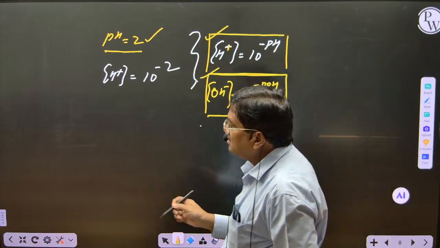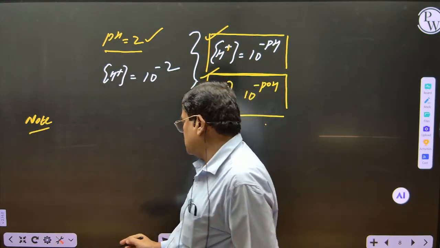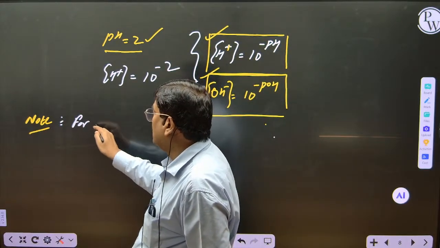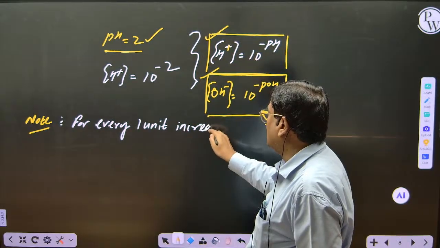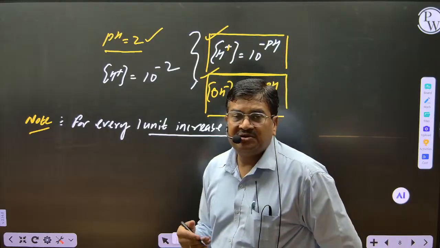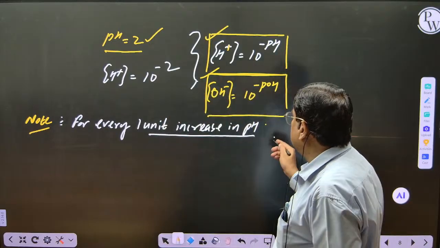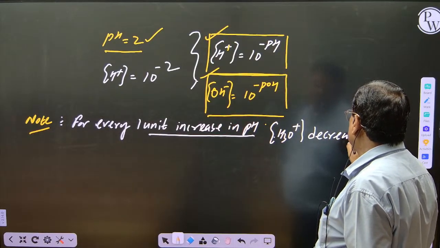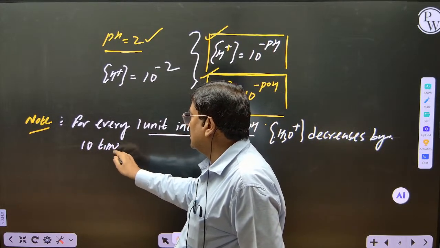And see here one important note. For every 1 unit increase in pH, hydronium ion concentration decreases by 10 times. What happens to hydronium ion concentration? It decreases by 10 times. I will show you how this decreases by 10 times. And the converse. Converse means what?